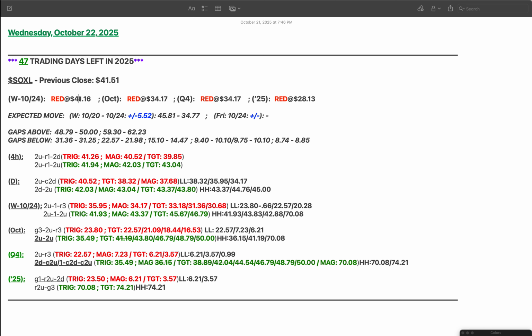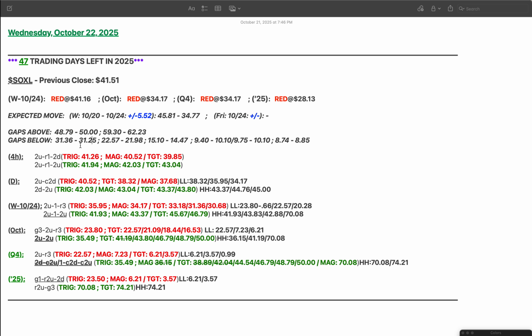We go red at 41.16. We go red on the month at 34.17. Same with the quarter, and then even lower for the year. We've got our expected move for the week. If you're not familiar with that, go ahead and watch our weekend video. But that gives us a range of 45.81 to 34.77. Again, we closed that gap today that was below, so that puts our gaps below back down at the 31 level, and then we've got our gap above at 48 and then 59.